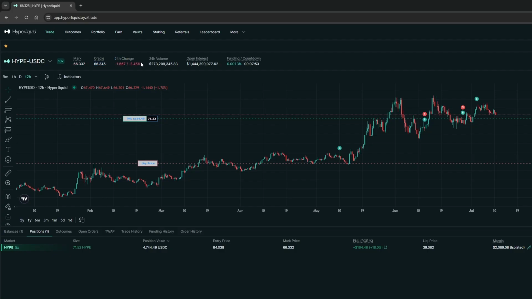Then there's 24-hour change, which is not the change over the current day. It's the change over the past 24 hours, which is important to know. Then 24-hour volume. What is good about knowing the volume? It's just the total amount traded in the last 24 hours. It's good to look at on more niche assets, because if a niche asset has very high or very low volume, it can really affect your funding rate and other stuff based on your trade.